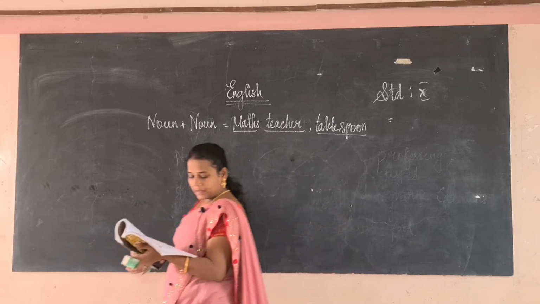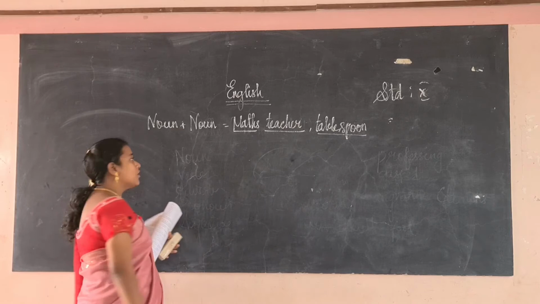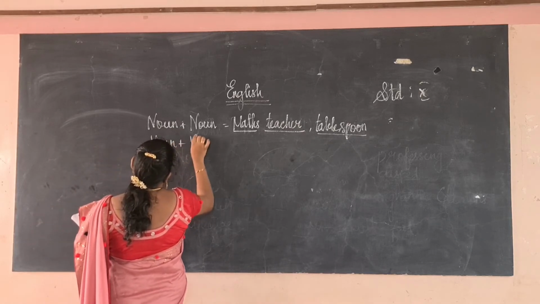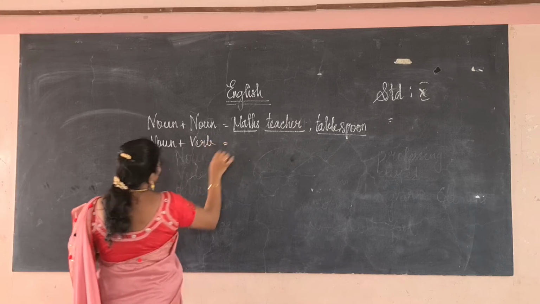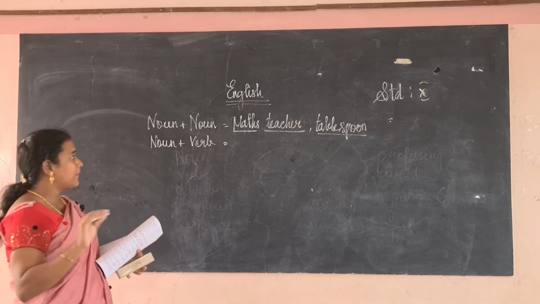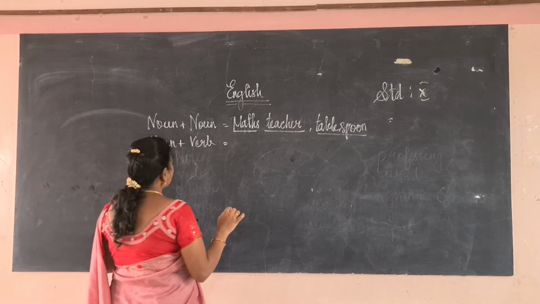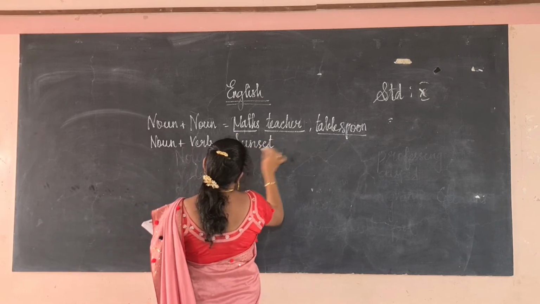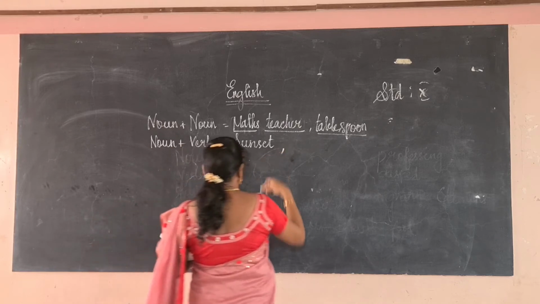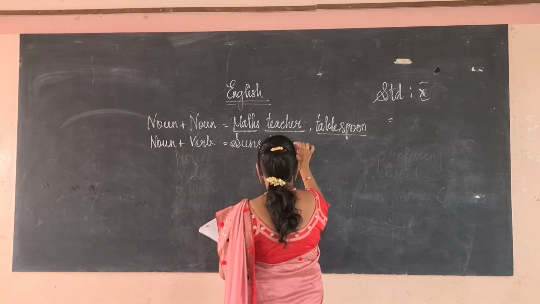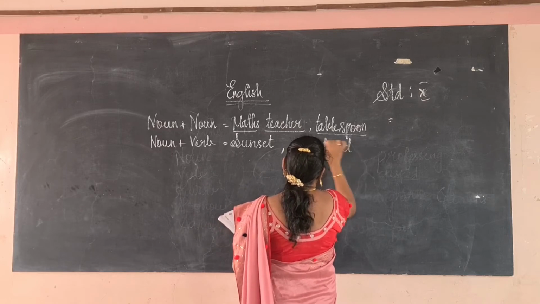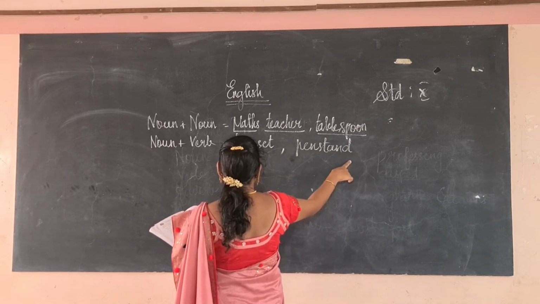Okay. Next, they have given noun plus verb. Noun is a naming word and verb is an action word. So we have to combine both. Sun is a noun and set is a verb, so sunset. One more, we can write sunrise, anything. Pen stand: pen is a noun and stand is a verb.